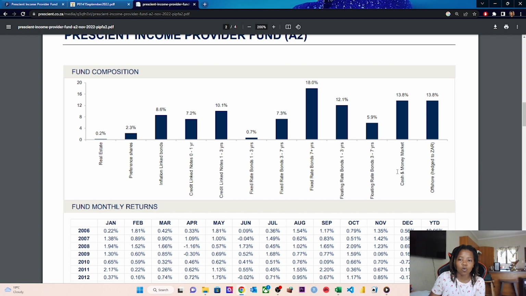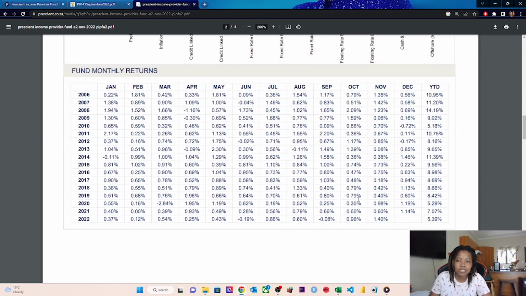So you've got heavy holdings of cash and money market. You've got fixed bonds, a lot of that are SOEs and your banks, which are credible. So the returns aren't great, but how often do banks default, right? So that's what you're basically seeing over here, which is basically speaking to the capital preservation, which they promised at the very beginning. And then these are the fund monthly returns.